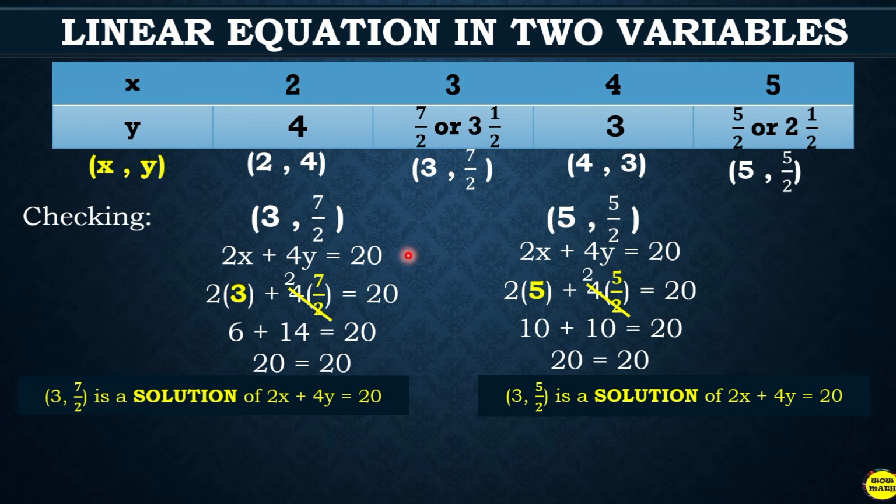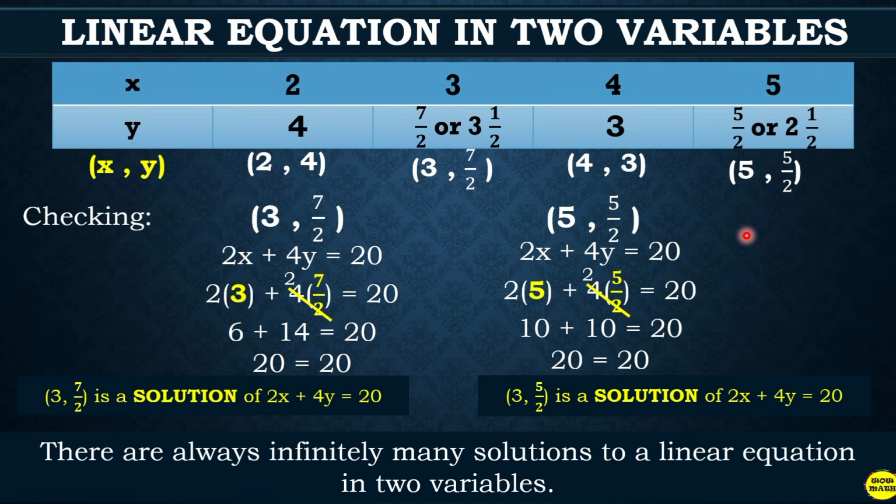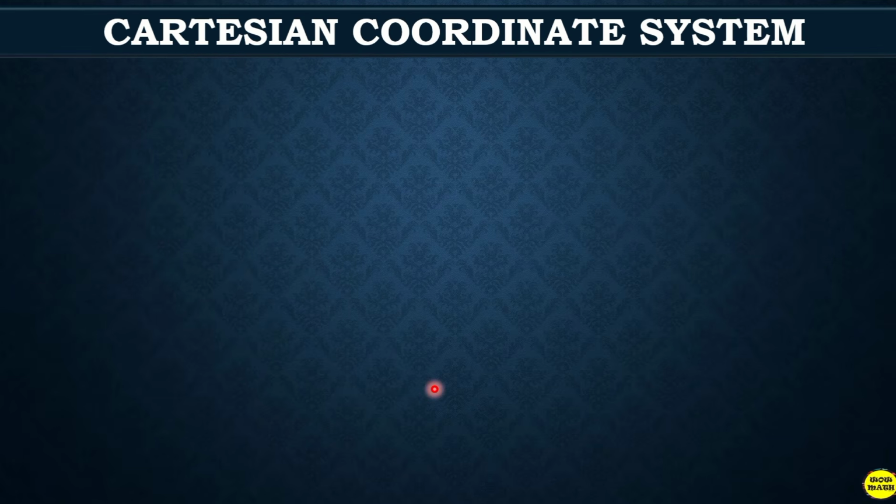So, again, let me remind you na ito pong apat, hindi lang po ito ang solutions because there are always infinitely many solutions to a linear equation in two variables. So, ulitin ko, kapag linear equations in two variables, meron palagi tayong infinitely many solutions. Always remember that. Okay.